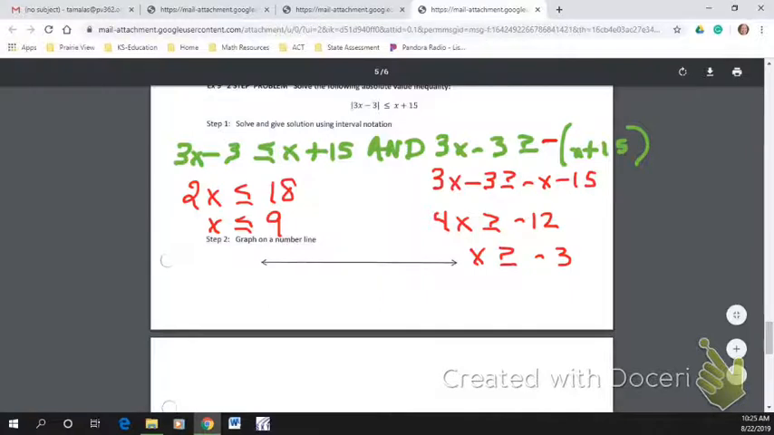So I have x is less than or equal to 9, and x is greater than or equal to negative 3. So here's negative 3. Here's 9. I'm going to put one above and one below. Less than or equal to 9. Greater than or equal to negative 3.